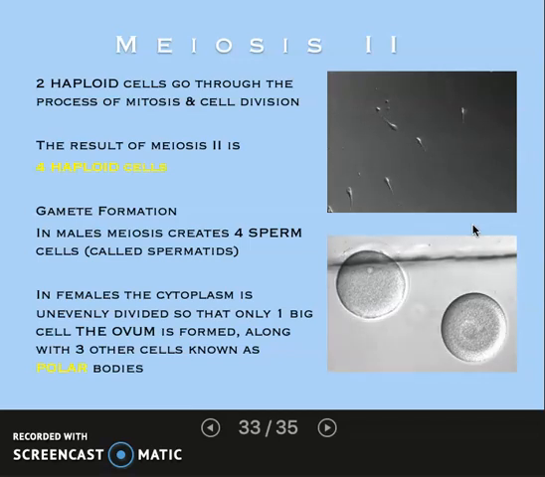Well, that's it for mitosis and meiosis. Remember that the key importance of meiosis is it increases genetic variability in the offspring.